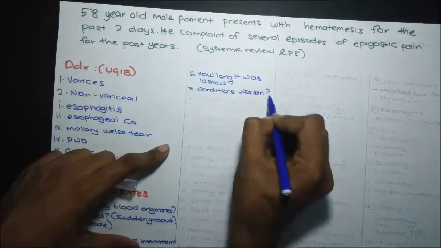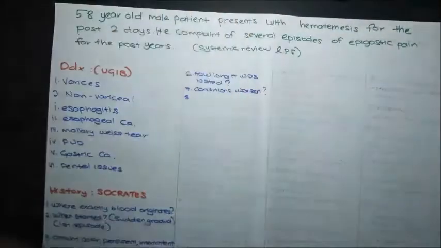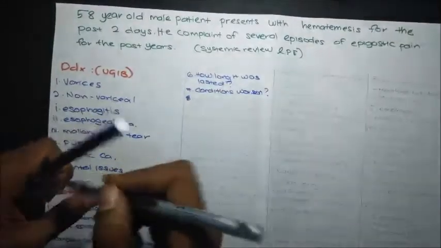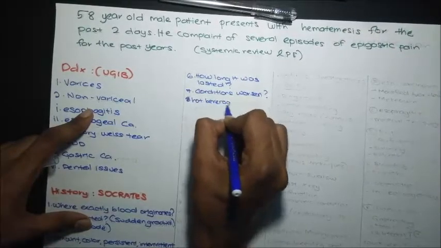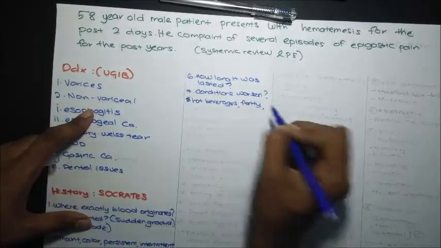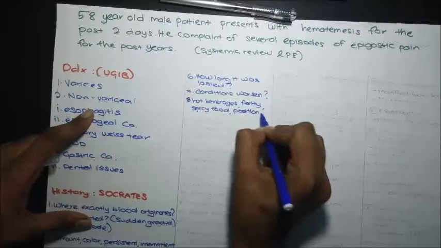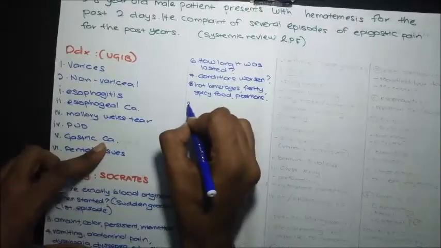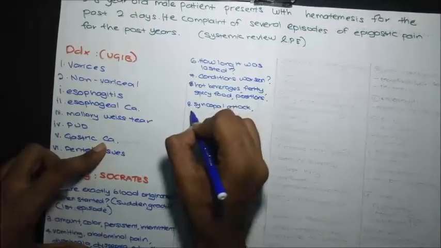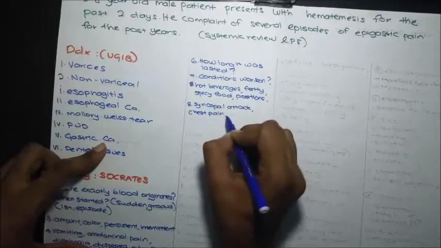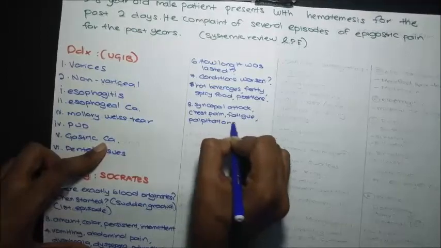Next, we need to ask how long it lasted; we need to check the duration. Then next is the condition, whether the hematemesis is worsened by any conditions, like after drinking hot beverages, taking fatty or spicy food, or whether any particular position provokes the hematemesis. Next is the severity. As the patient has complained of vomiting blood, we need to ask about the complications of this blood loss, such as a syncopal attack, chest pain, fatigue, palpitation, dizziness, and so on.